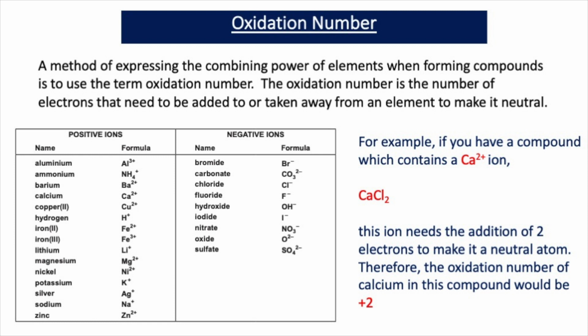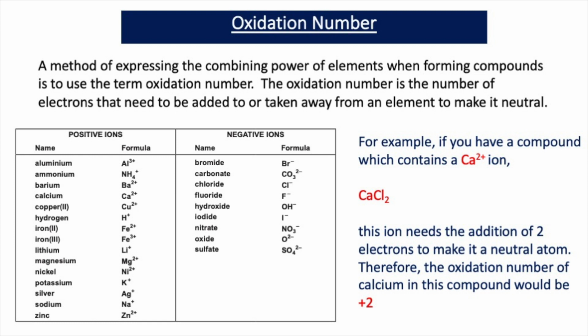So, for example, if we have the compound calcium chloride, CaCl2, this is made up of Ca2+ ions, calcium ions. It's also made up of Cl- ions, chloride ions. And this Ca2+ ion in calcium chloride needs 2 electrons to make it a neutral calcium atom. Therefore, we say that the oxidation number of calcium in this compound would be +2.